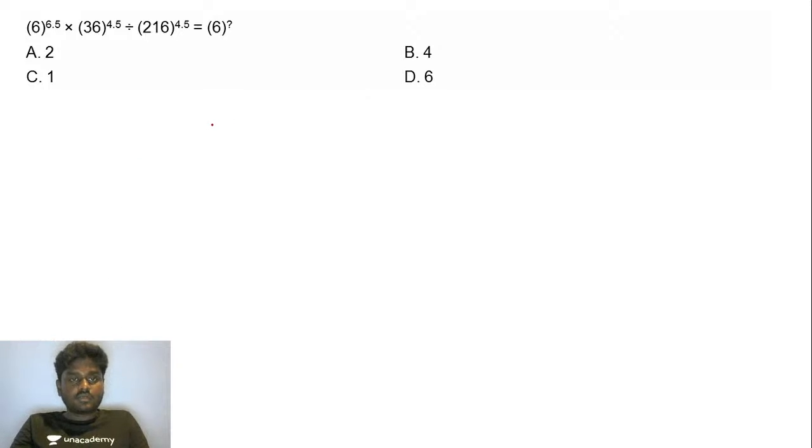So you'll be getting 6 power 6.5 into, this is actually good. 36 is 6 power 2. So 6 power 9 divided by 216 is actually 6 power 3. So 6 power 4.5 into 3, but you know what you'll be getting exactly? You'll be getting 13.5 is equal to 6 power x.